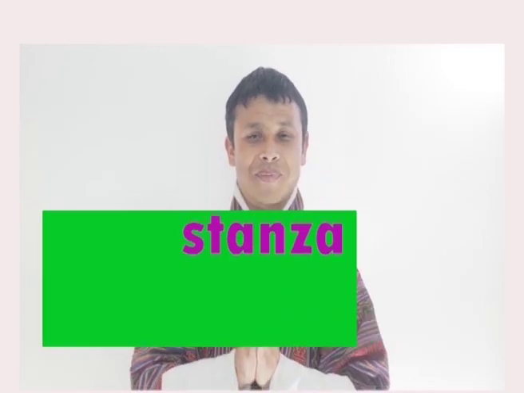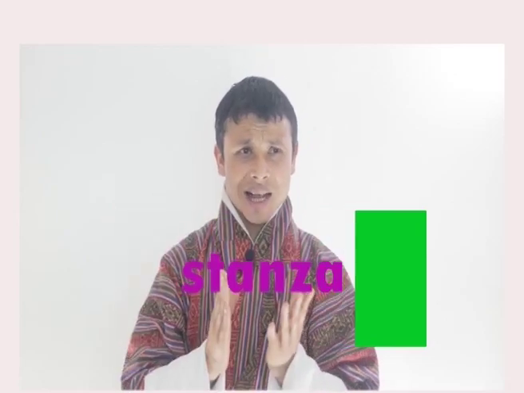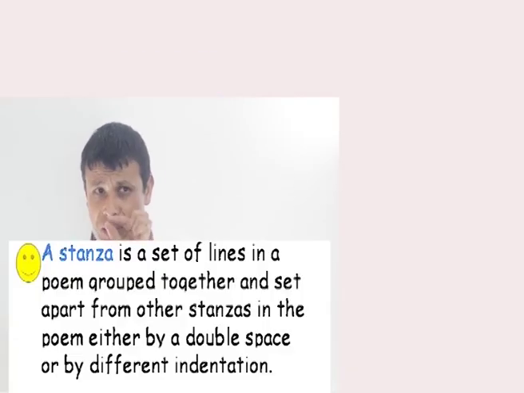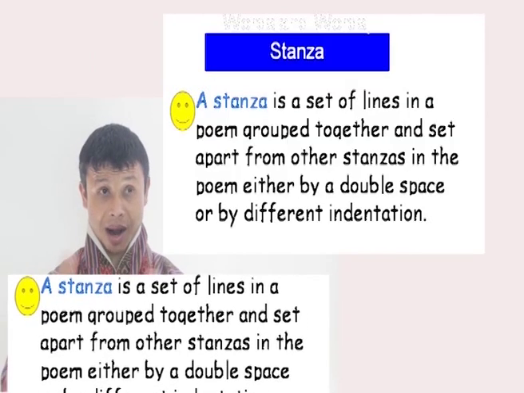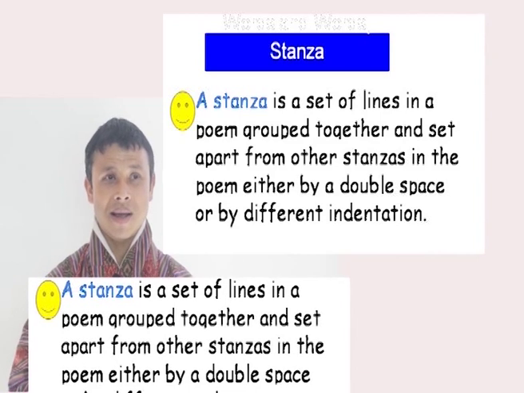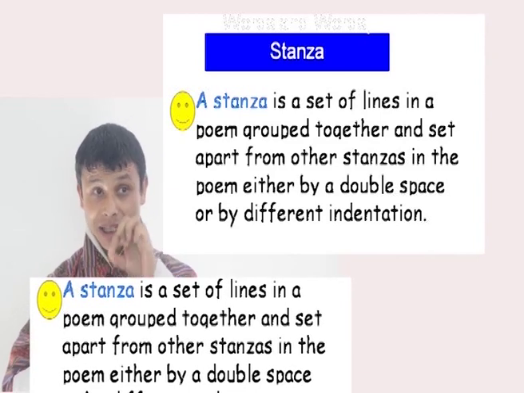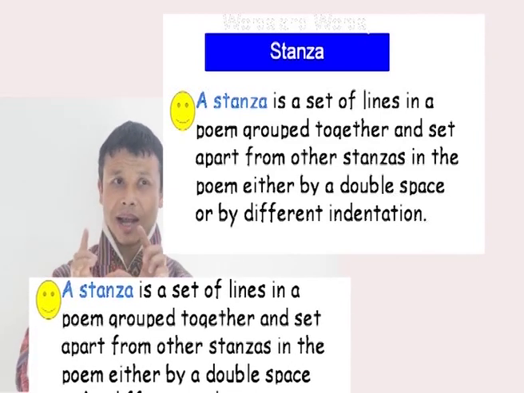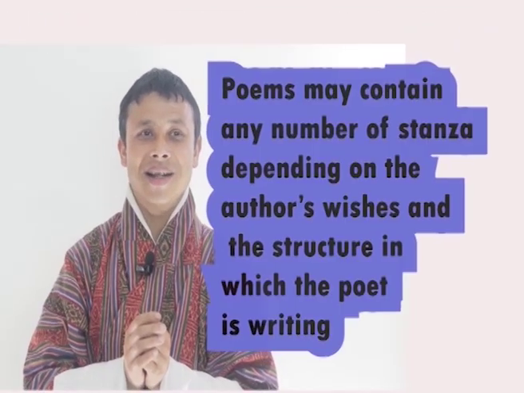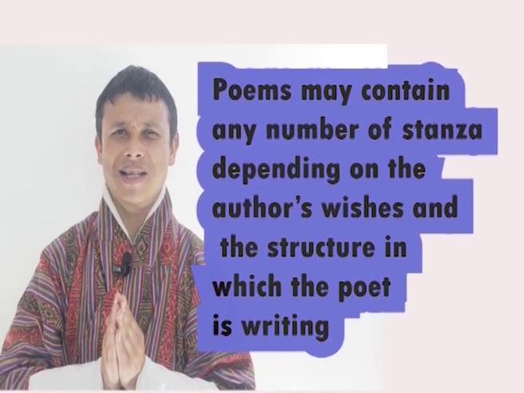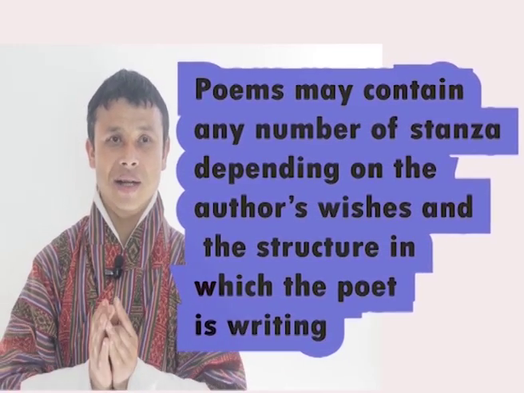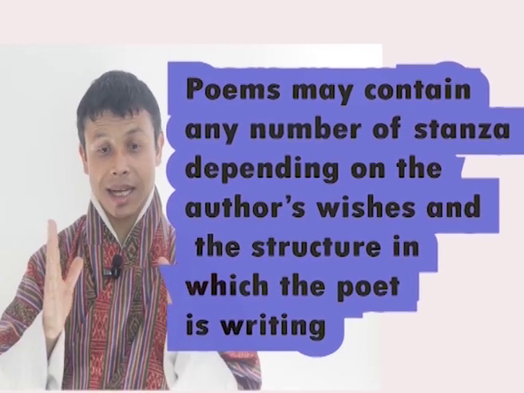Now, stanza. A stanza is a set of lines in a poem grouped together and set apart from other stanzas in the poem, either by a double space or by different indentation. Poems may contain any number of stanzas depending on the author's wishes and the structure in which the poet is writing.